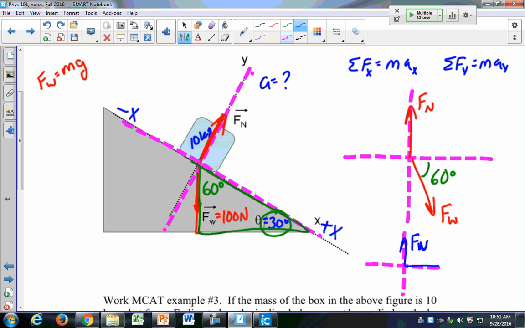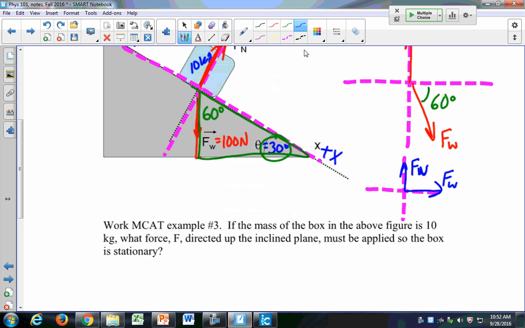And then I'm going to have the x component of Fw. What is the x component of Fw? It's going to be Fw times what? Cosine of 60. Right. So that's going to be Fw cosine 60. And then similarly right here, I'll have Fw sine of 60.